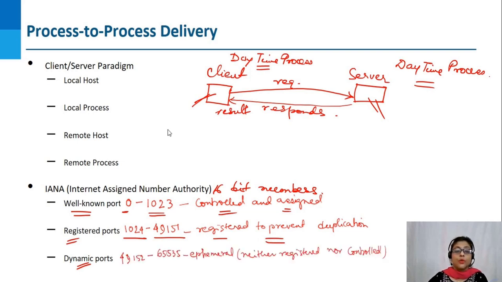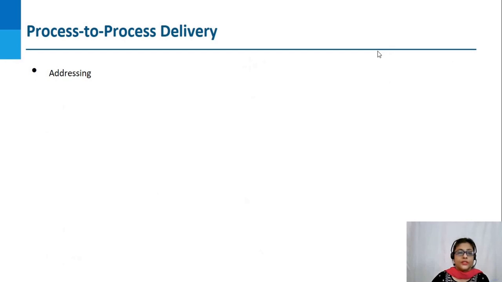Then we have dynamic ports, which are numbered from 49152 to 65535. These ports are neither registered nor controlled by the IANA, and these are known as the ephemeral ports. So the ports are numbered from 0 to 65535. Next, we go to addressing.